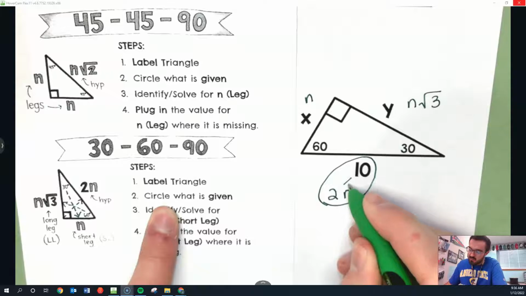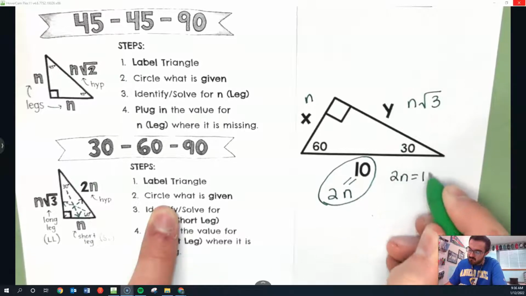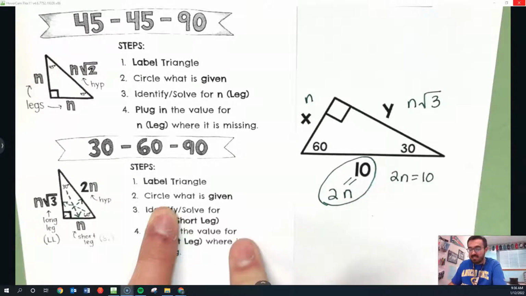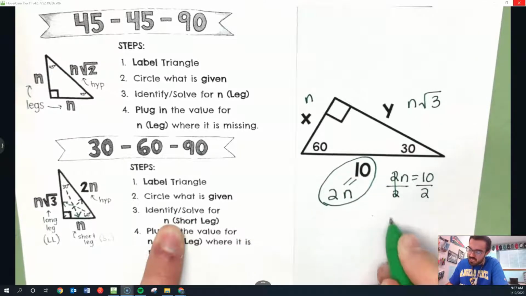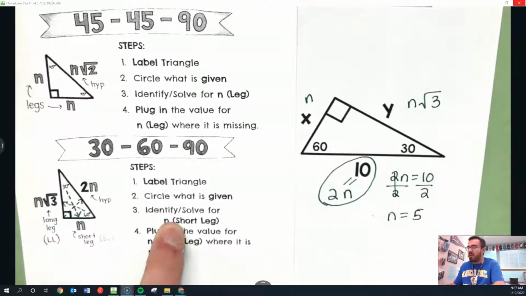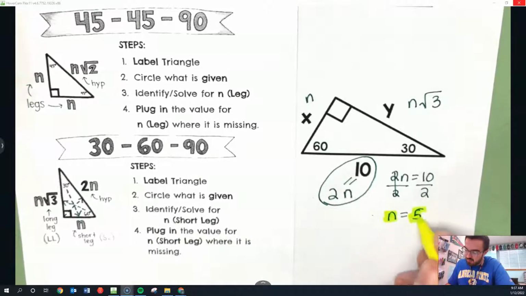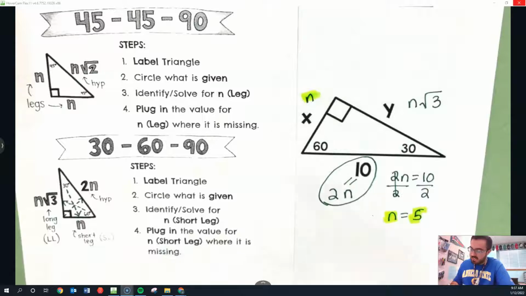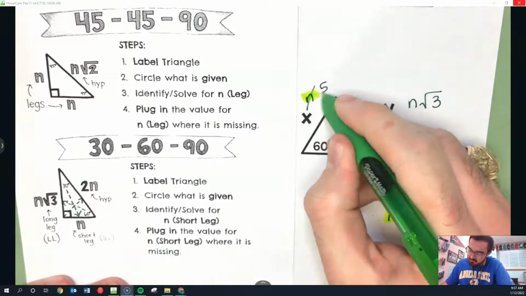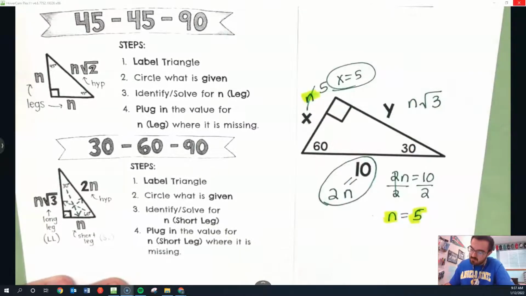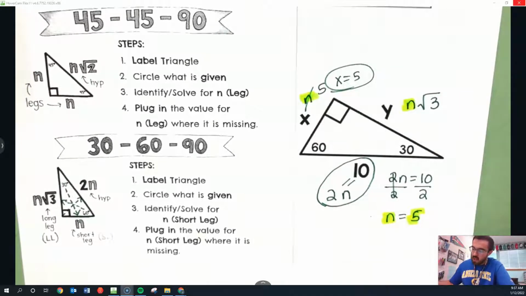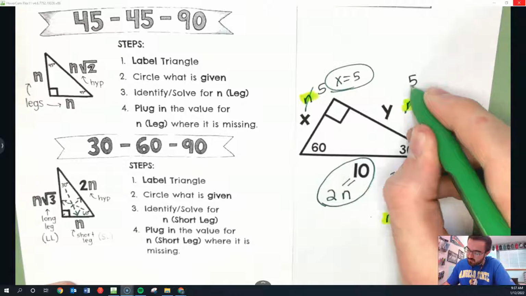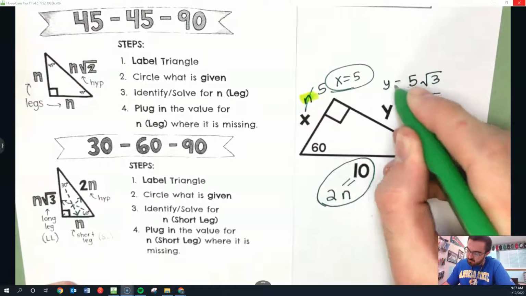We can make an equation out of this. 2n equals 10. N is not by itself yet, so we need to solve for n. We're going to divide both sides by 2. N equals 5. So wherever I see n, now I can replace it with the number 5. So x is going to be 5. Instead of y equaling n root 3, it's going to equal 5 root 3. So y is going to equal 5 root 3.